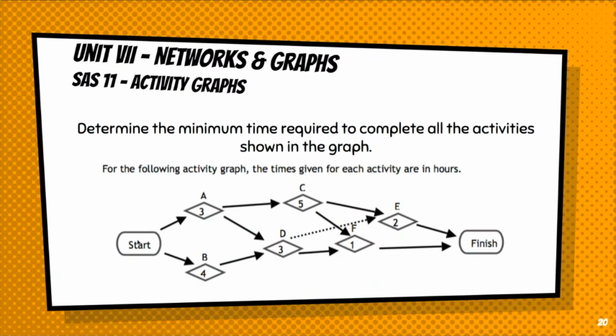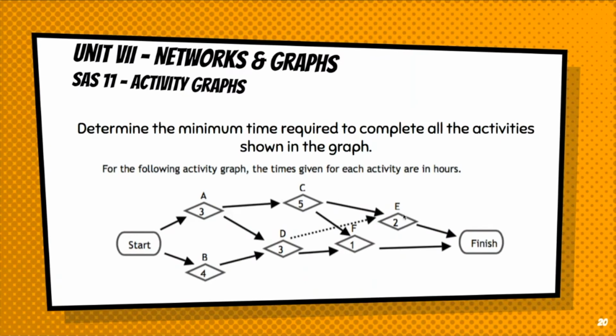All right. First pathway, let's go ACE. That's 3 hours plus 5 hours plus 2 hours. That's 10 total hours. All right. ACF, 3 hours plus 5 hours plus 1 hour. That's 9. ADF, 3 hours plus 3 hours plus 1. That's only 7 hours. So far, our longest pathway is ACE. How about BDE? 4, 3, 2. 4 and 3 is 7 plus 2 is 9. Last pathway, BDF, 4, 3, 1. That's 4, 7, 8. So our longest pathway is ACE.